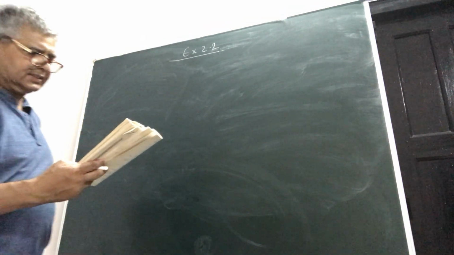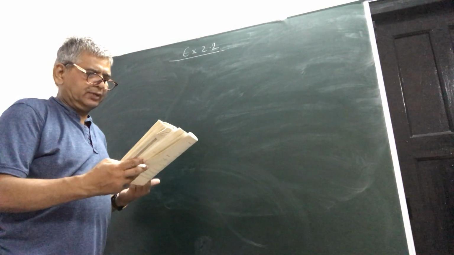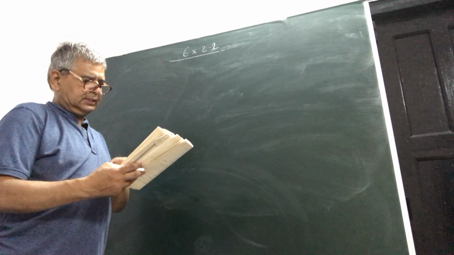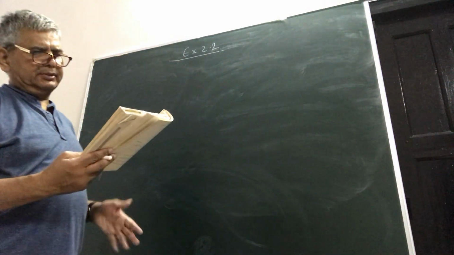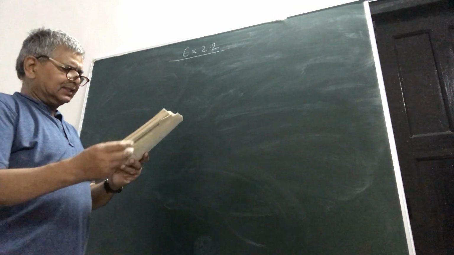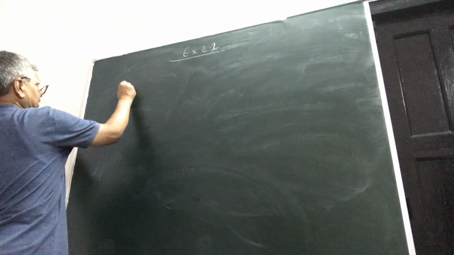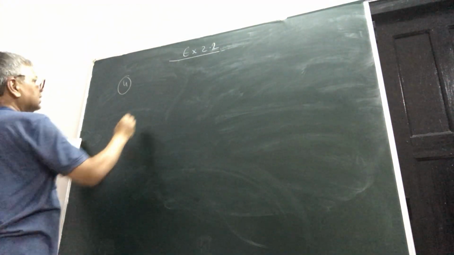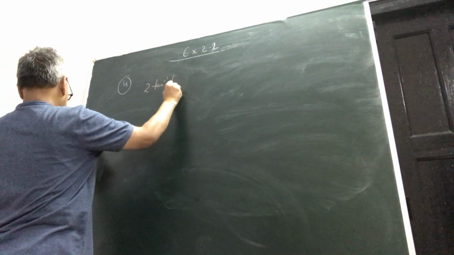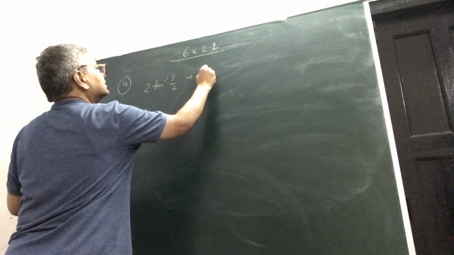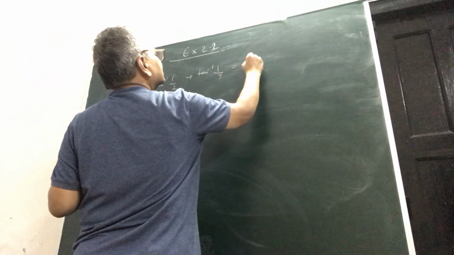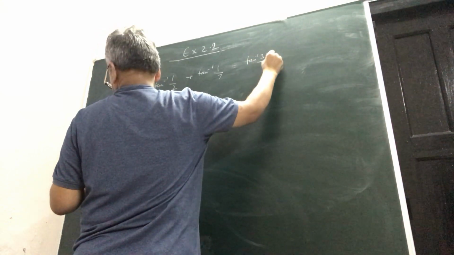3 sine inverse x is equal to sine inverse of 3x minus 4x cube. So here you put x equal to sine theta, so left hand side will be 3 theta. Simple question, you can do it on your own. Okay, let me take the fourth question here. It is 2 tan inverse 1 by 2 plus tan inverse 1 by 7 is equal to tan inverse 31 upon 70.